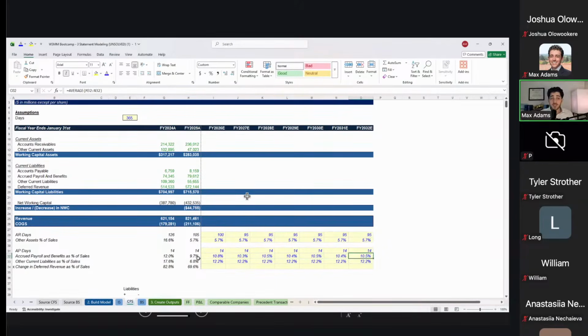Good luck explaining that to your associate. They're like, why did it go 10.4% and then 10.5% every year? And you're like, well, I don't really know. And that's because really, you probably made a mistake. I would just try and hold it flat at the average.